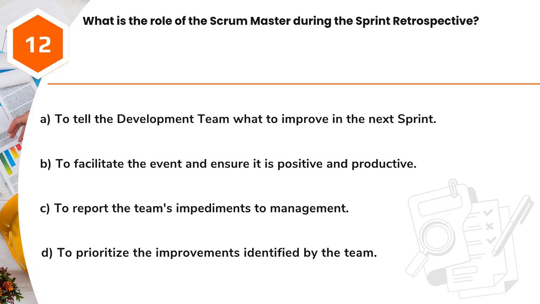Question 12. What is the role of the Scrum Master during the sprint retrospective? A. To tell the development team what to improve in the next sprint. B. To facilitate the event and ensure it is positive and productive. C. To report the team's impediments to management. D. To prioritize the improvements identified by the team.